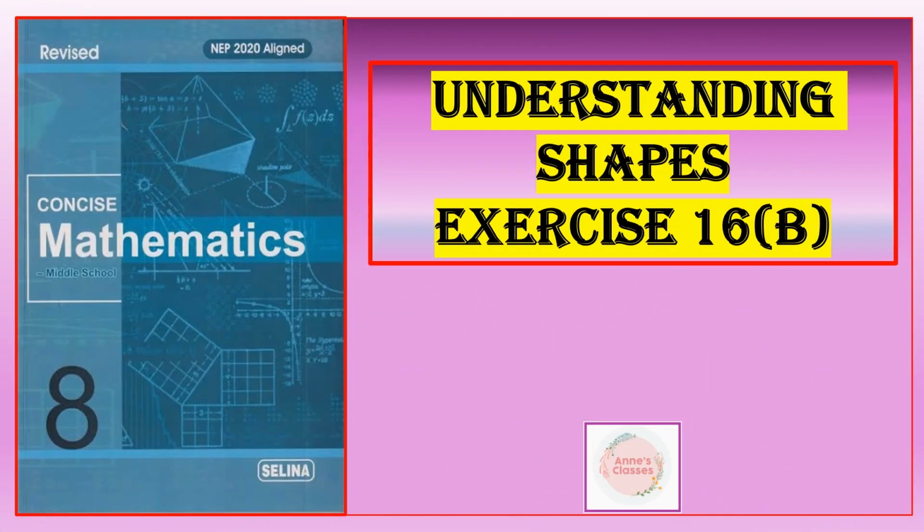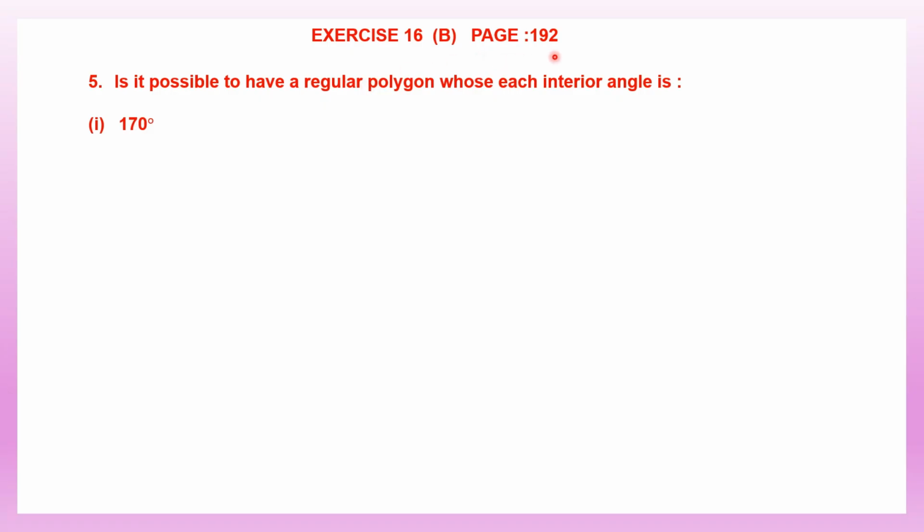Let's do Understanding Shapes, exercise 16b, page number 192. We are with question 5. Is it possible to have a regular polygon whose each interior angle is 170 degrees? So can we have a regular polygon if the interior angle is 170 degrees each? So that is the question.